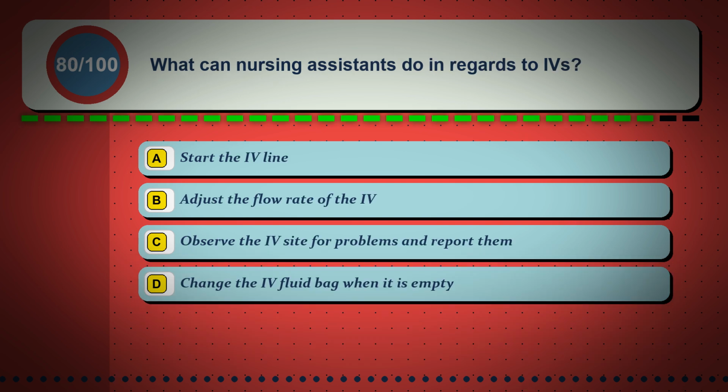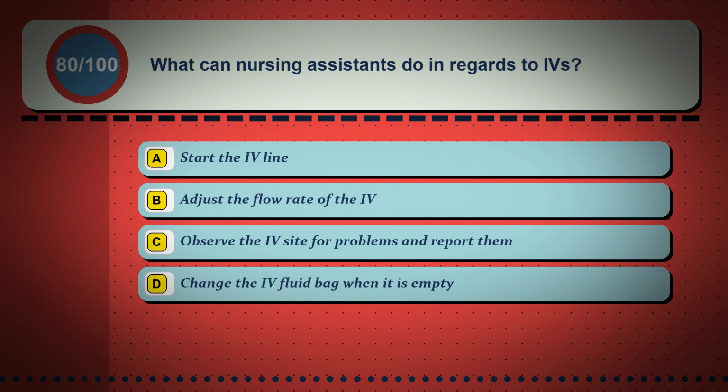Question 80. What can nursing assistants do in regards to IVs? Option A, start the IV line. Option B, adjust the flow rate of the IV. Option C, observe the IV site for problems and report them. Option D, change the IV fluid bag when it is empty.